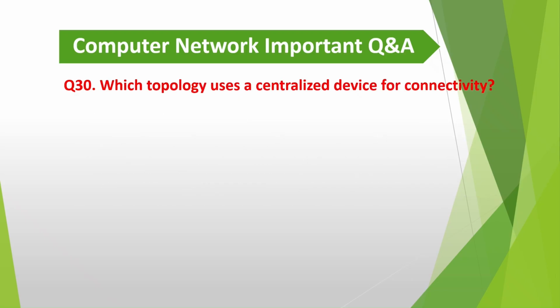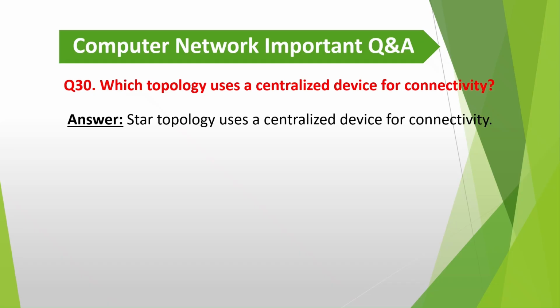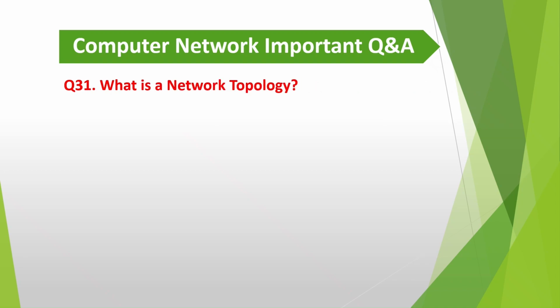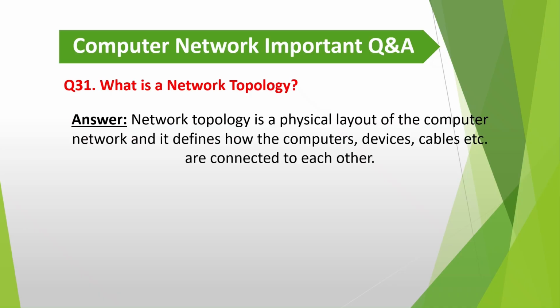Question 30. Which topology uses a centralized device for connectivity? Answer. Star topology uses a centralized device for connectivity. Question 31. What is a network topology? Answer. Network topology is the physical layout of the computer network and it defines how the computers, devices, cables etc. are connected to each other.